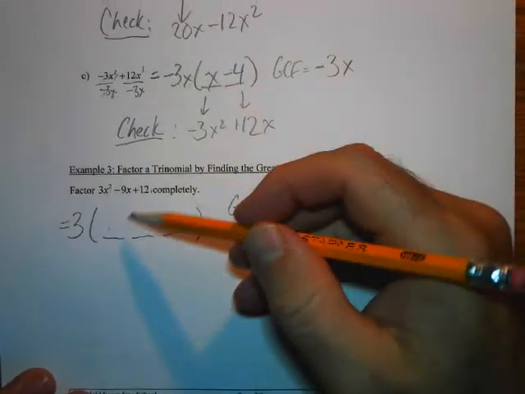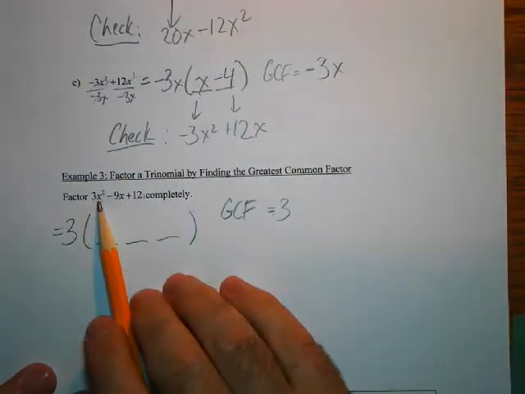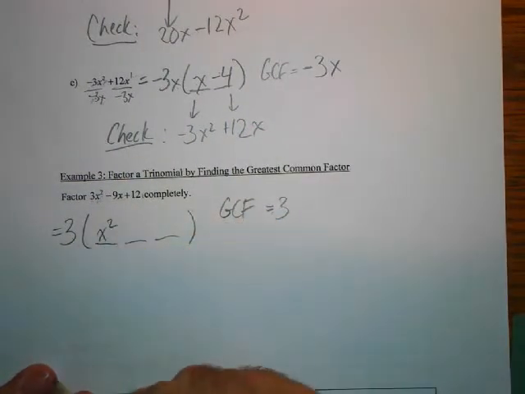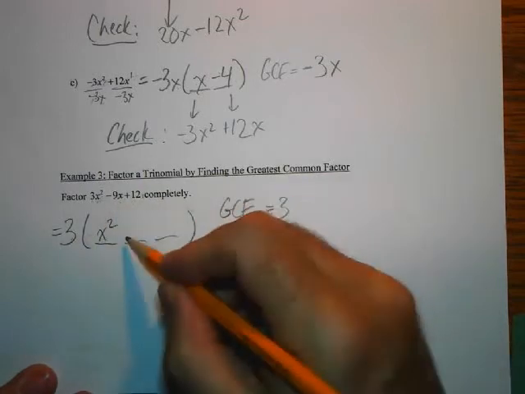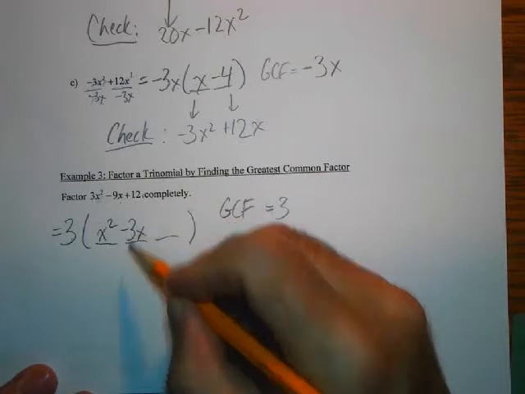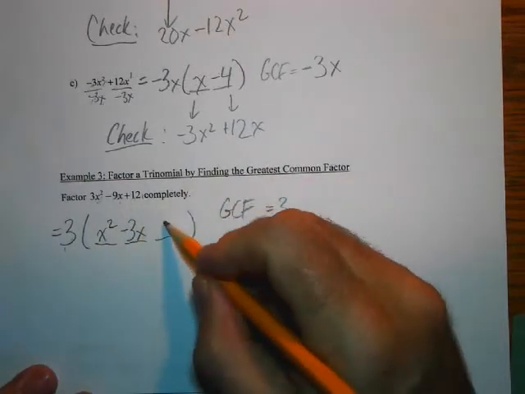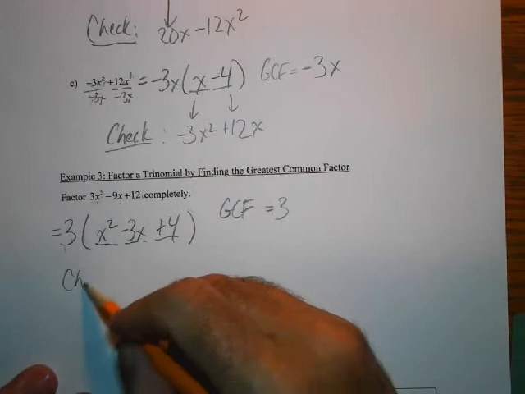So again, you could say, what do I have to multiply 3 by to get 3x squared? Well, that's just x squared. What do I have to multiply 3 by to get -9x? That would be a -3x. What do I have to multiply 3 by to get +12? That would be +4. Okay, and let's check it out, see if it worked.